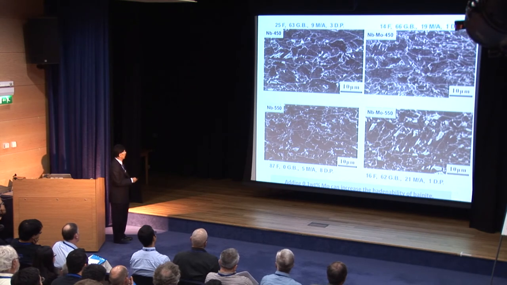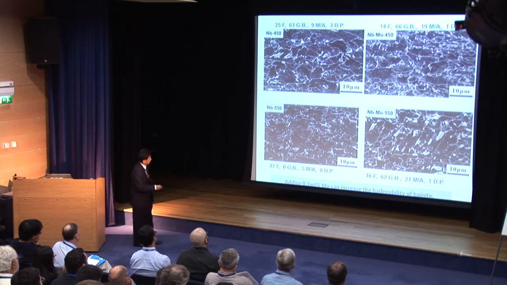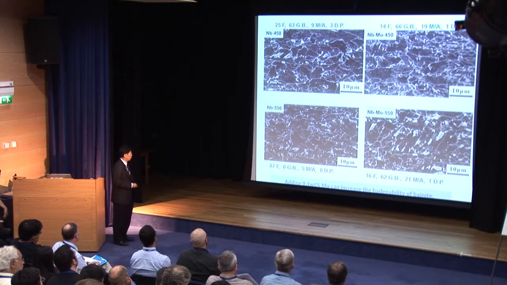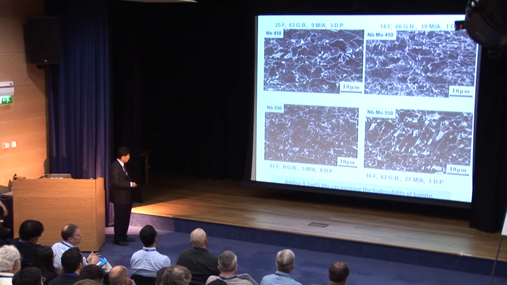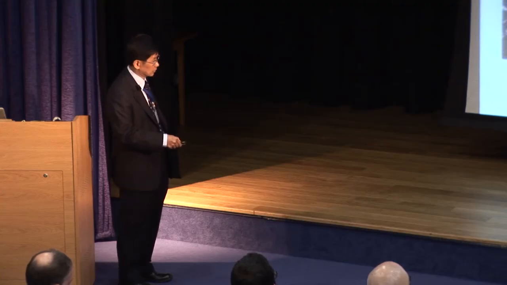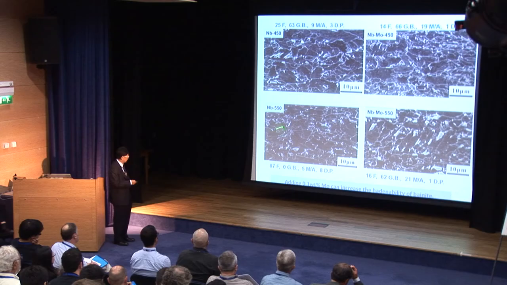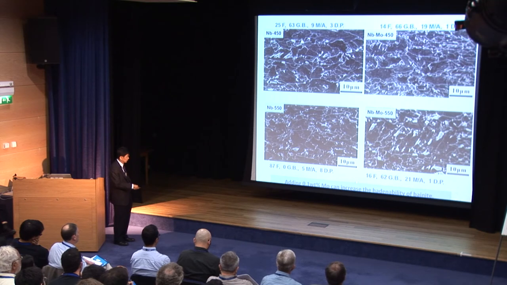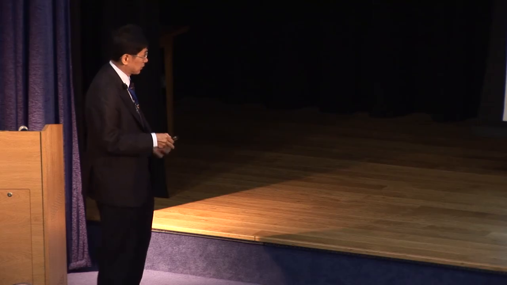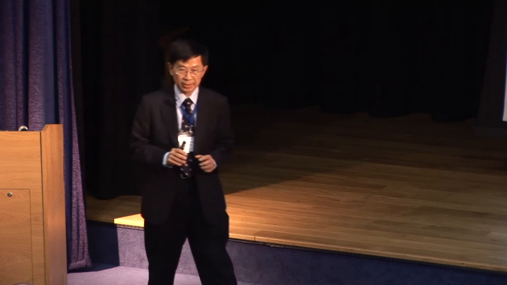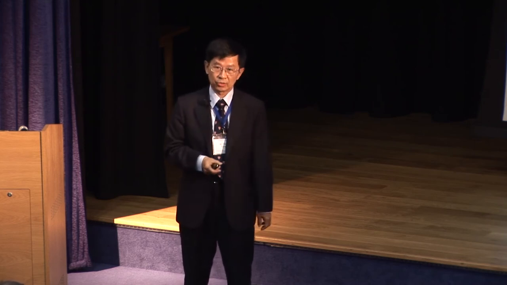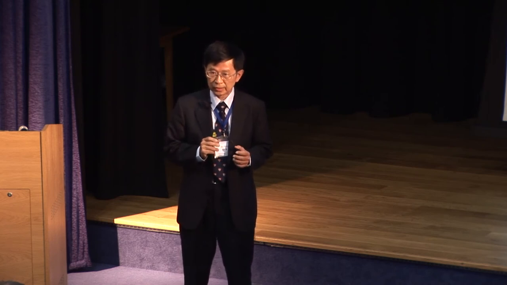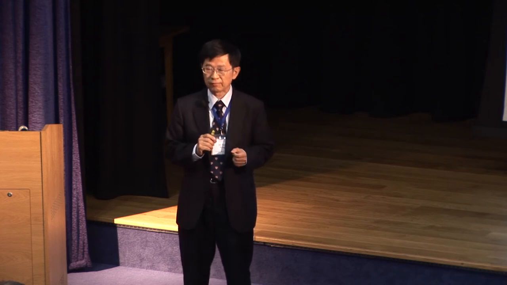On the other hand, we can check the niobium 550 strip and niobium-moly 550. By adding 0.1 moly, we can see granular bainite increase from zero to 62. And here, the niobium 550 strip contains 87 weight percent ferrite, and here is 16 weight percent ferrite. So basically, the structures are completely different. So it's very important when we study the mechanical properties that we get the quantitative data in order to understand the mechanical behavior, so that we can control both the microstructure and the mechanical behavior.